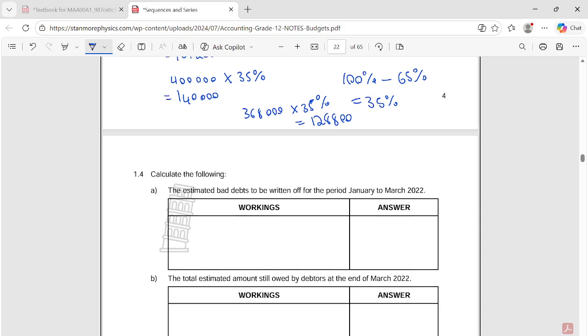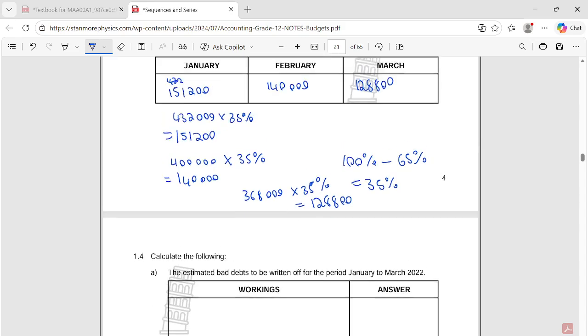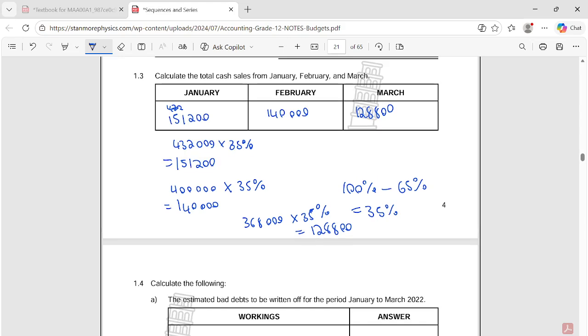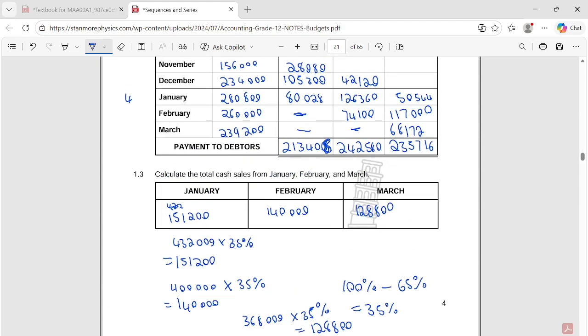So in this case, they're saying, okay, they calculate the following, right? They're saying that the estimate bad debt to be written off for the period of January, February until March, right? So I'm gonna say, okay, we want the bad debts from January until when? Until March, right? So in this case, what are we going to say? Let's see amounts here.